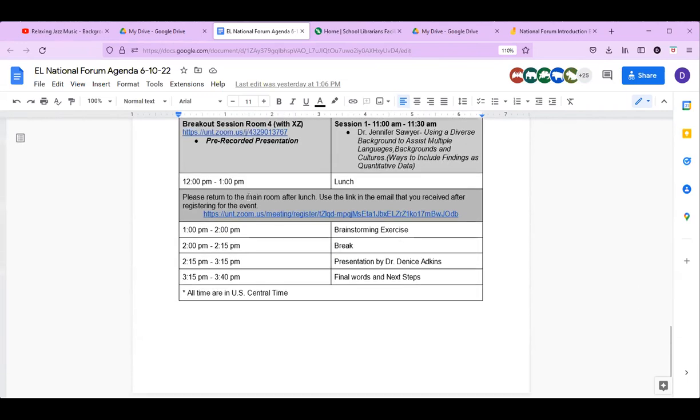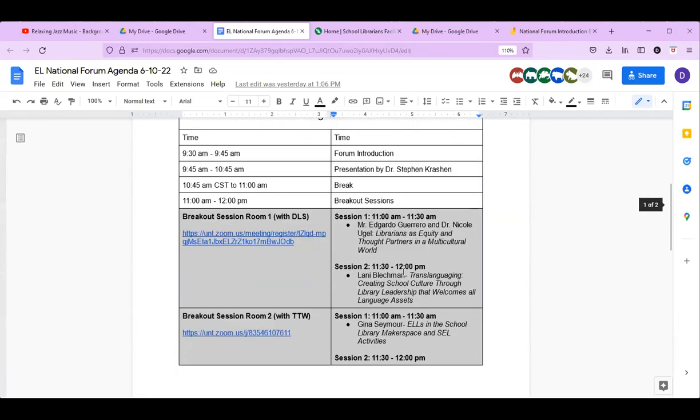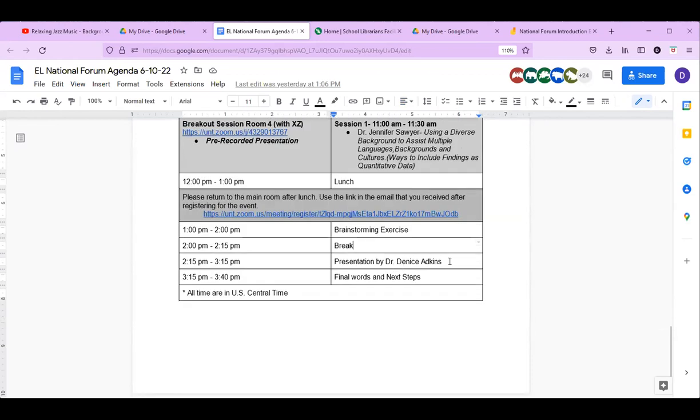After the sessions, you can move immediately to lunch. And then I ask that you reuse your registration link and come back to this room by 1 p.m. And then we're going to have a Jamboard exercise. Please don't get lost. Please come back to us, please. And so that's the way our day is going to go. And then Dr. Denise Atkins, she's going to present for us as well.